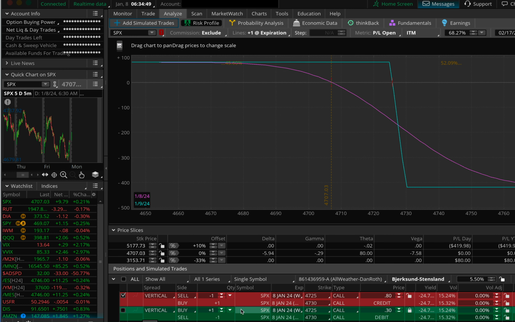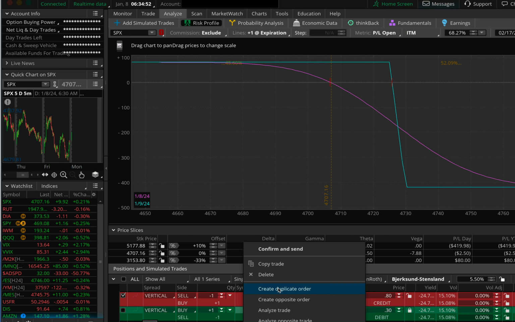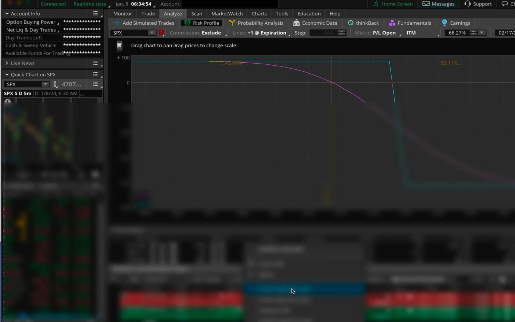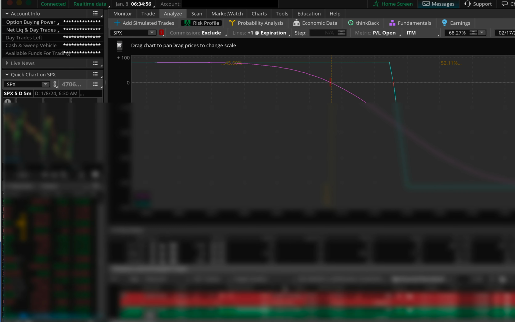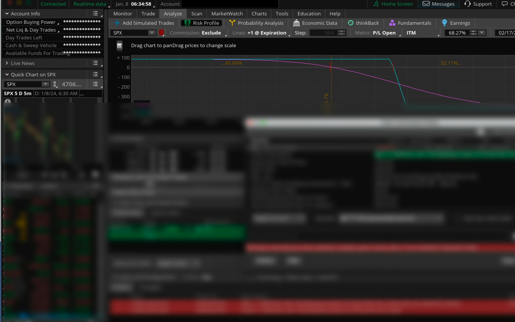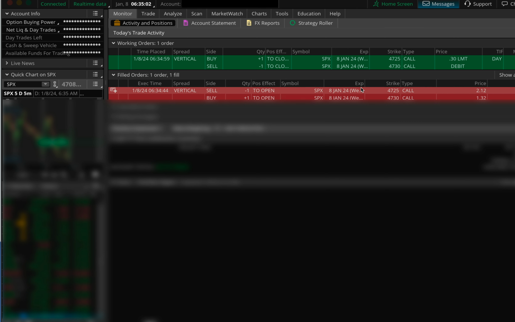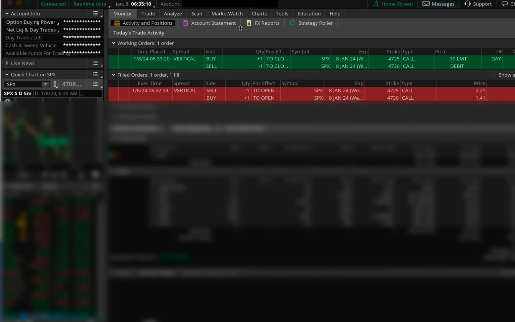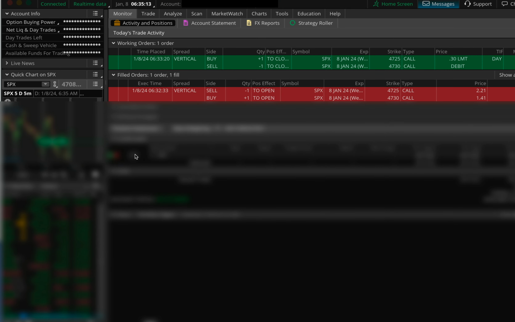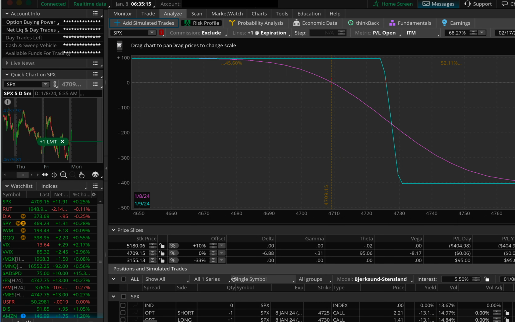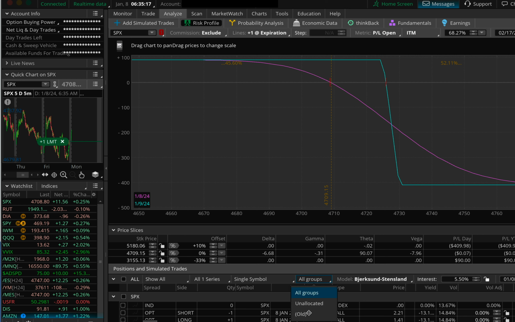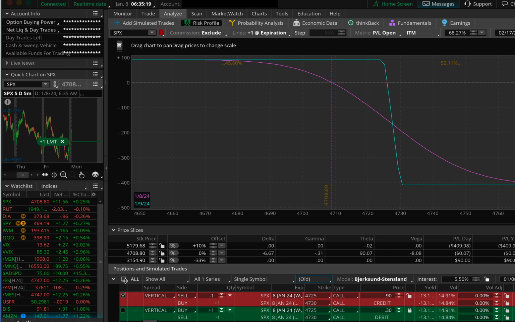So then I'm just going to set the exact same stop loss or the exit order, the profit target order. Create duplicate order, 30. Let's come over here, make sure that it's working. Okay, so this is account 2. And let's go back to account 1. We'll just monitor the trade from account 1. Okay. So here we are.